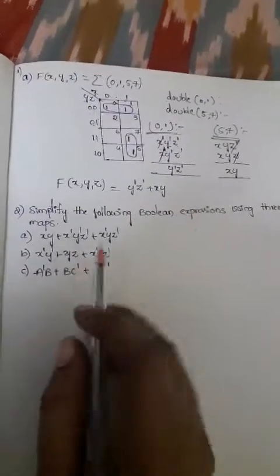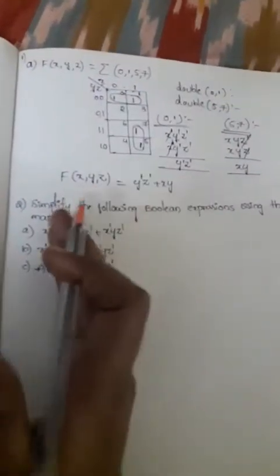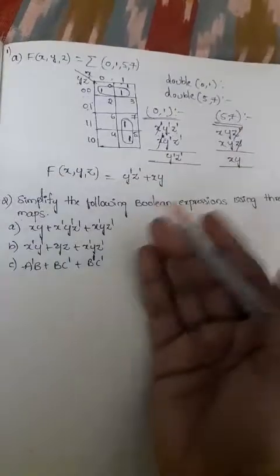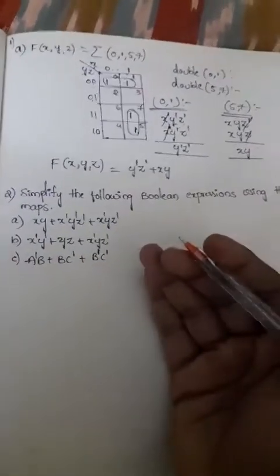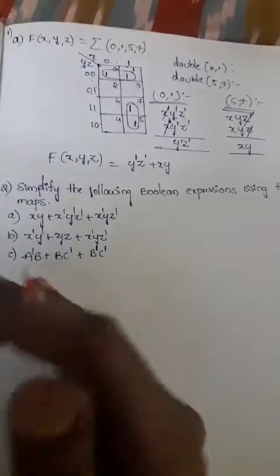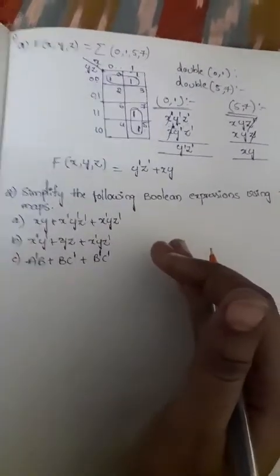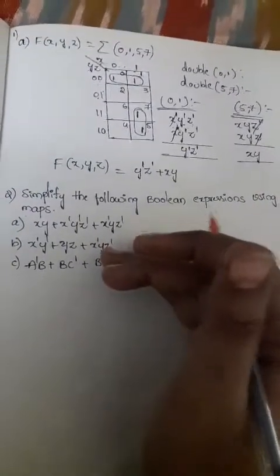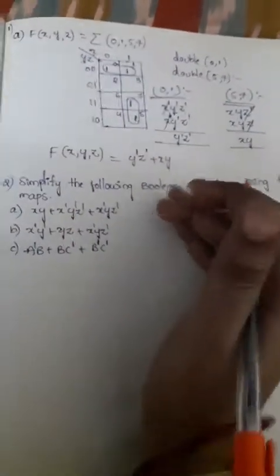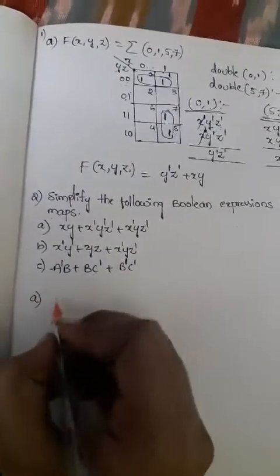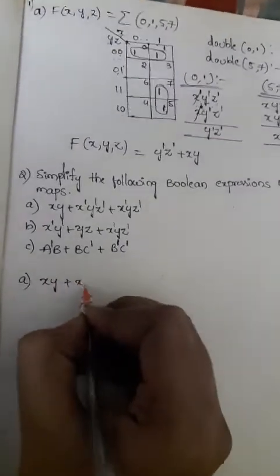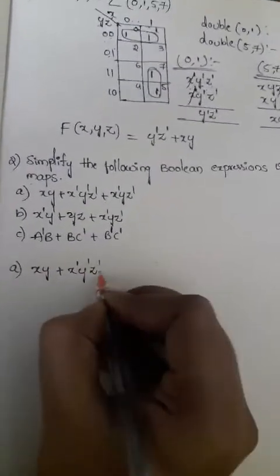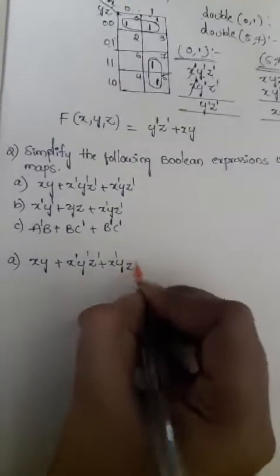y z complement. This equation consists of three variables, so we can consider a three variable K-map. We require a three variable K-map for simplifying this expression. Before going to solve the K-map, first we have to check whether any term is missing in the expression. So first I consider the first problem, that is xy plus x complement y complement z complement plus x complement y z complement.